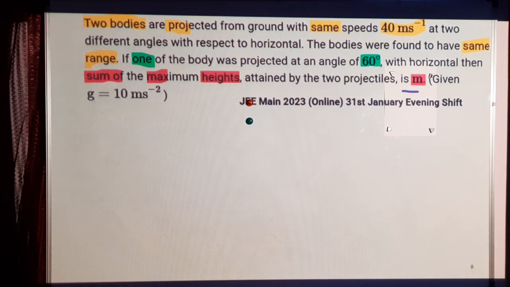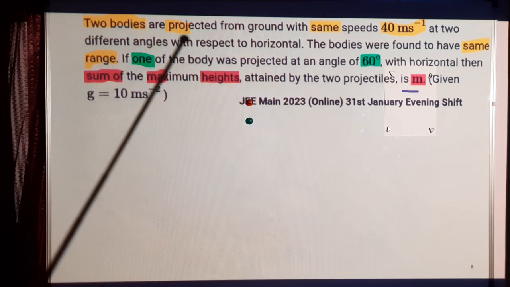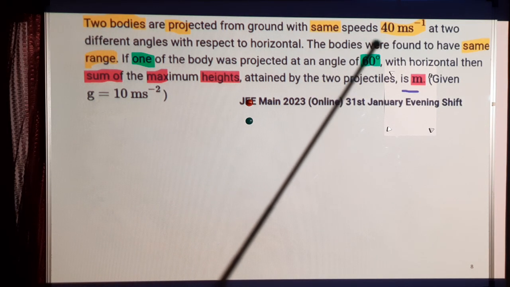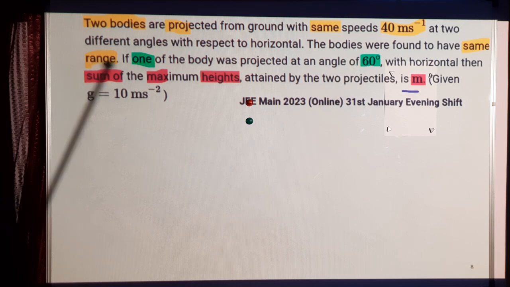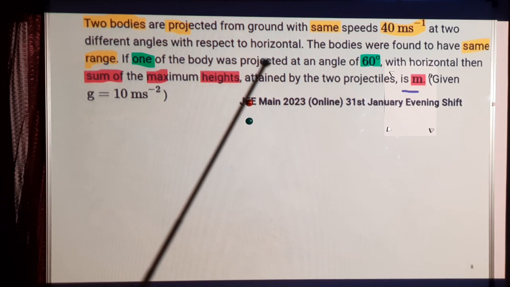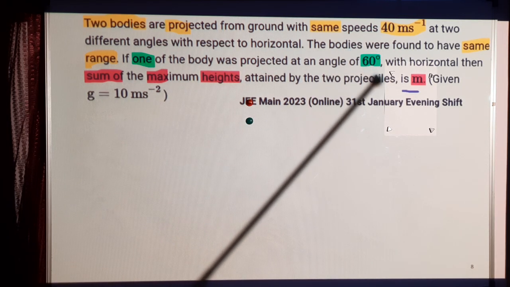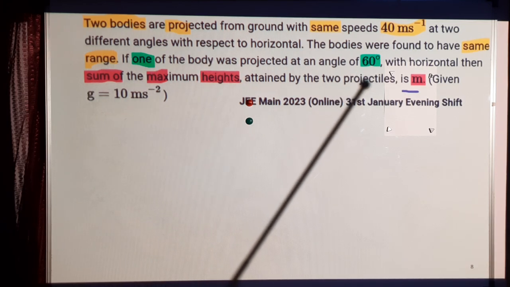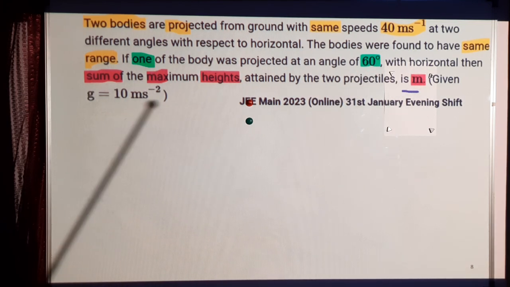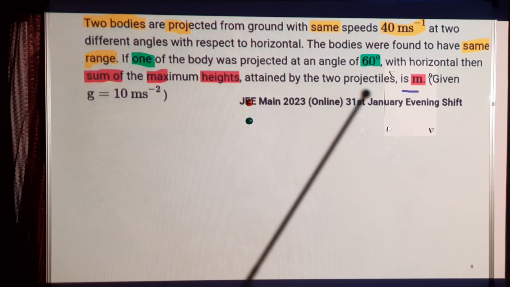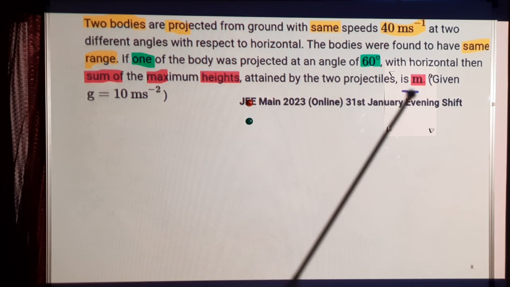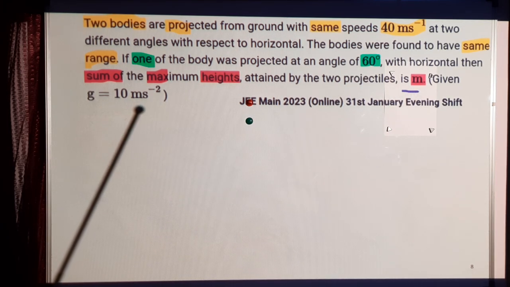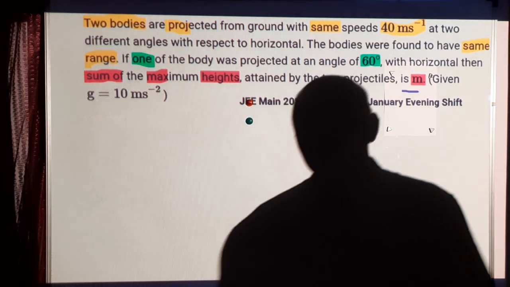This is the next question. Two bodies are projected from ground with the same speeds, 40 meters per second, at two different angles with respect to the horizontal. The bodies were found to have the same range. If one of the bodies is projected at an angle 60 degrees with horizontal, then the sum of maximum heights attained by the two projectiles is dash meters, given g equal to 10 meter per second square. You can pause and attempt this question.